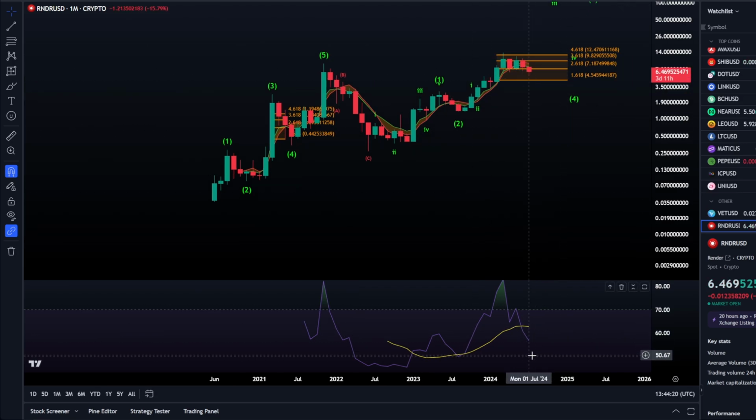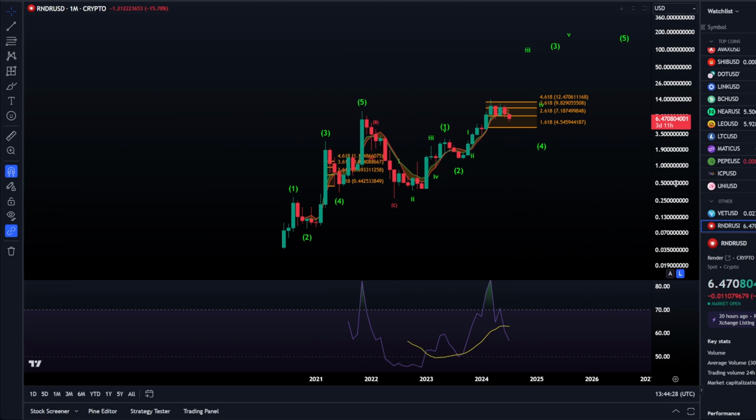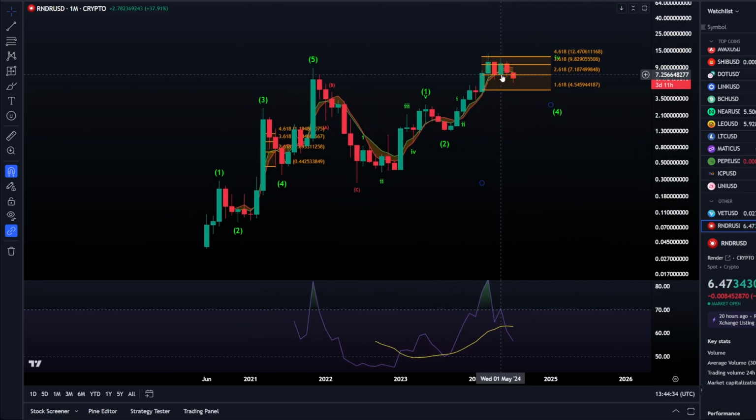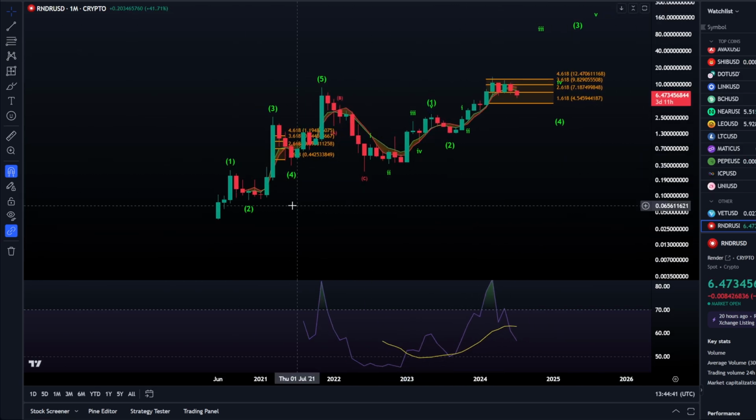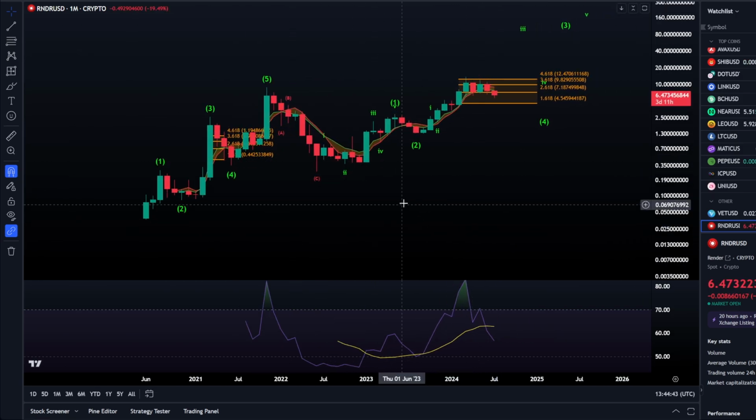So even if we go to like this low right here on the RSI and we drop in price to like the $1 level, $1.60 level, that would still not be bearish. And in my opinion, it would still not confirm that the cycle is over for Render. So this is a bullish looking chart, and yeah, I'm really excited, I guess, to see what happens with it in the next bull market.